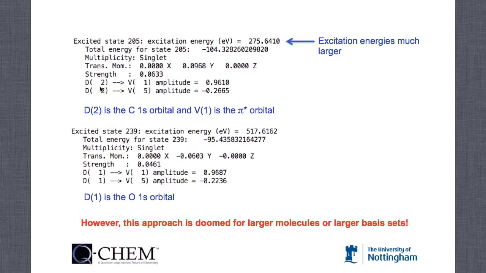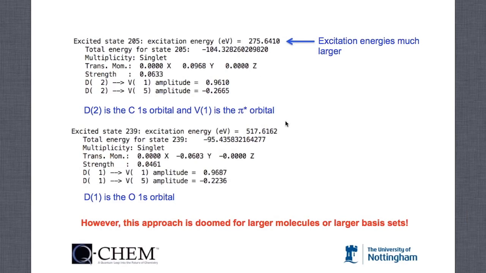And if we look at the transition, it's from the second doubly occupied orbital to the first virtual orbital. And this orbital here is the carbon 1s orbital. So this is our carbon 1s to pi star excitation. And similarly, if you look at excited state 239, this lies at 517 electron volts, and this is from the first doubly occupied orbital, the one with lowest energy, to the first virtual orbital, and that corresponds to the oxygen 1s to pi star excitation.